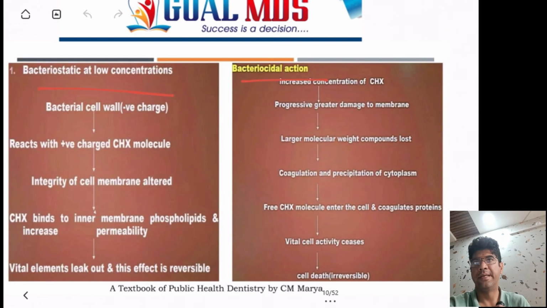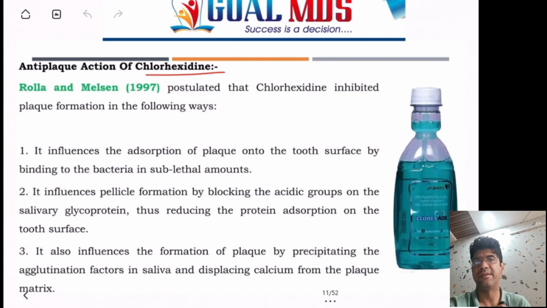So this is how it is bacteriostatic at low concentration and bactericidal at higher concentration. Now, what is the anti-plaque action of the chlorhexidine? Number one, it disrupts the outer cell membrane of bacteria, causing leakage of the intracellular compounds and leading to the cell death.